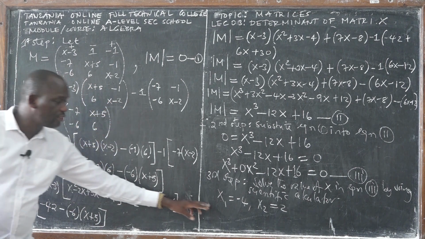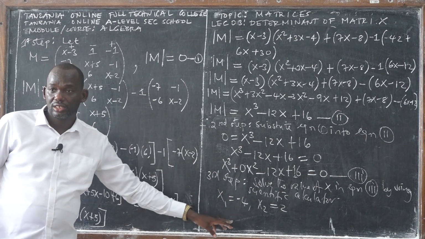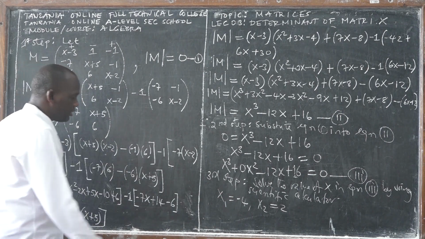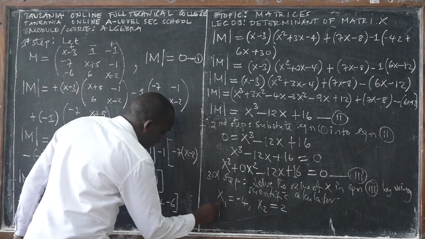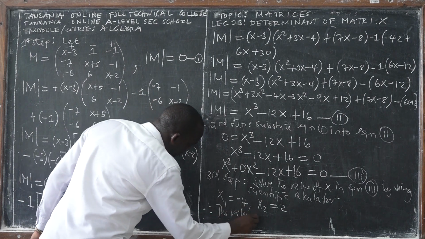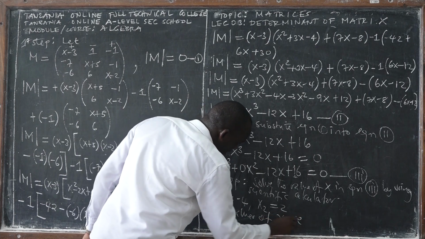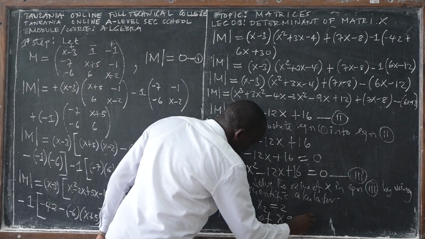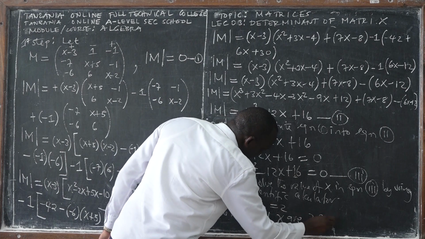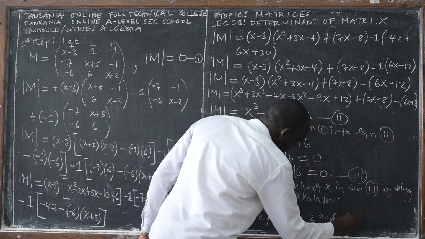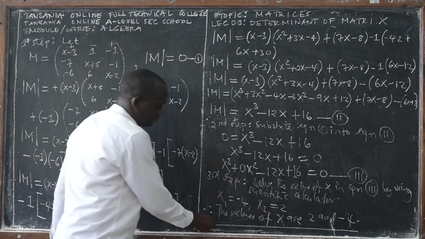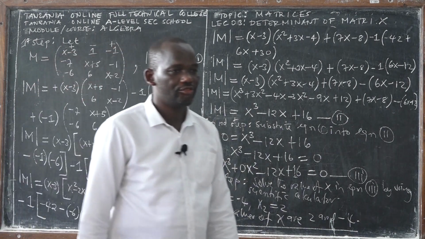Did you get these values, first of all? Yes. Okay, so therefore the values of x are 2 and negative 4. Write down.